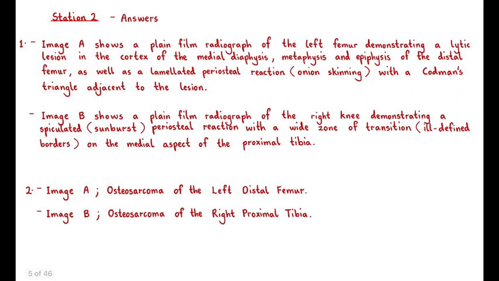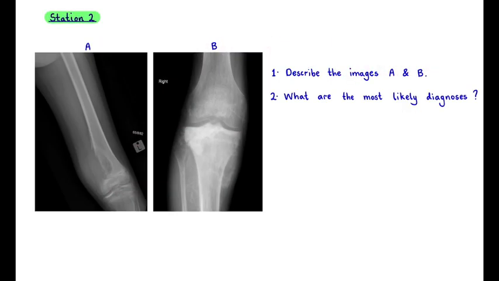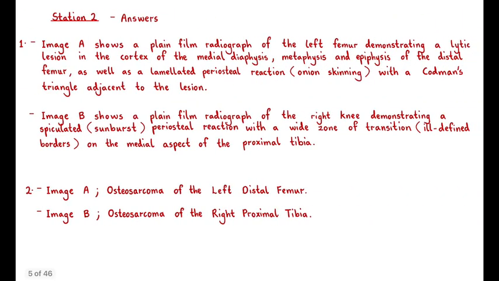And then image B shows a plain film radiograph of the right knee demonstrating a spiculated or sunburst periosteal reaction with a wide zone of transition on the medial aspect of the proximal tibia. So number 2, what is the most likely diagnosis? Both of these features are characteristic for osteosarcoma. So image A is osteosarcoma of the left distal femur, and image B is osteosarcoma of the right proximal tibia.